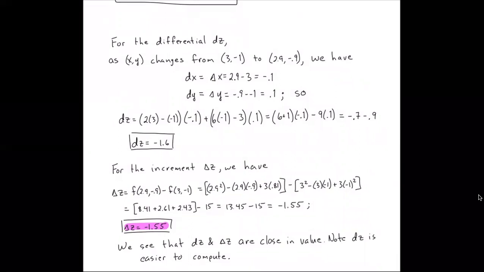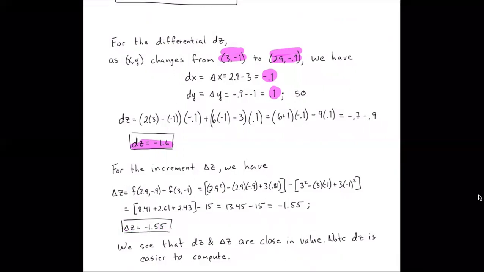All right, so we see that dz and delta z are close in value. Again, we're going to note that we didn't move very far away from the point 3, -1 when we came up with this calculation. We went from 3, -1 to 2.9, -0.9. We only moved by increments of -0.1 and 0.1. So dz, which represents the increment along the plane, is very close to delta z, which is the increment along the actual surface.